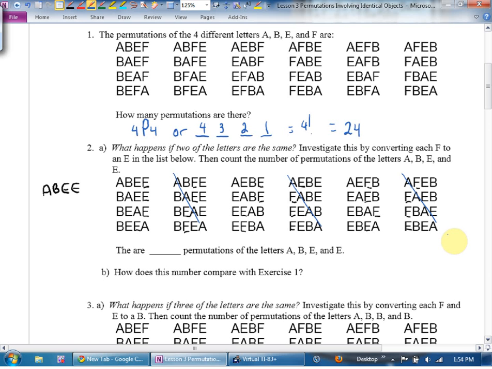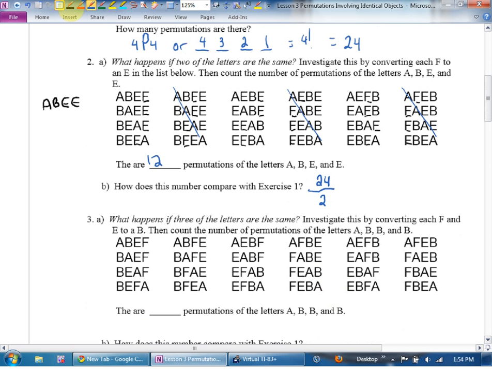I'm going to argue that there are 12. How does this number compare with the answer from A? I'm going to write 24 divided by 2. And what we're looking for right now is a pattern. And the first thing I'm thinking is, oh, maybe you just divide by the number of letters that repeat. That'd be nice.